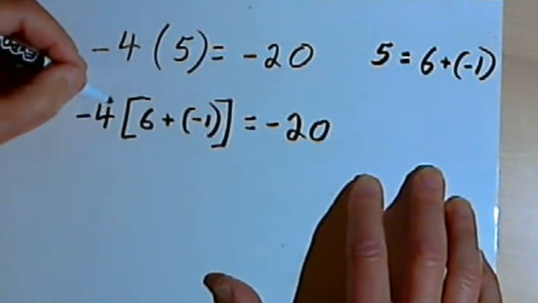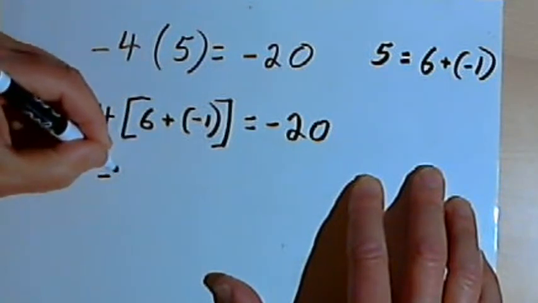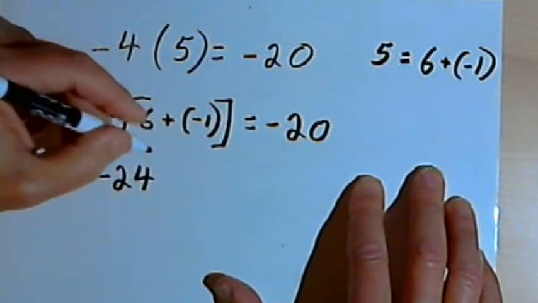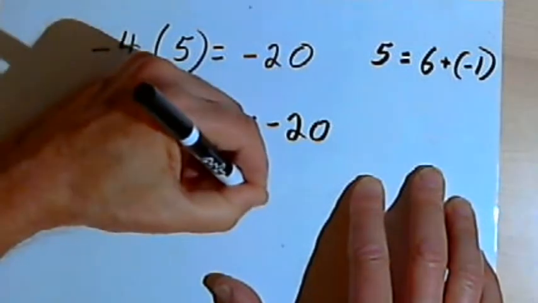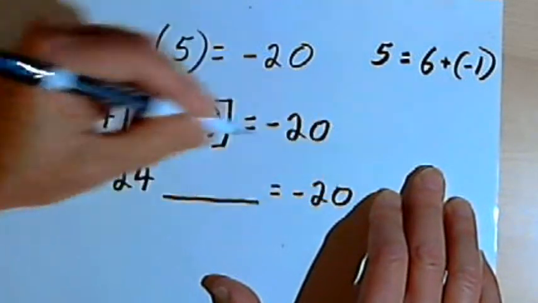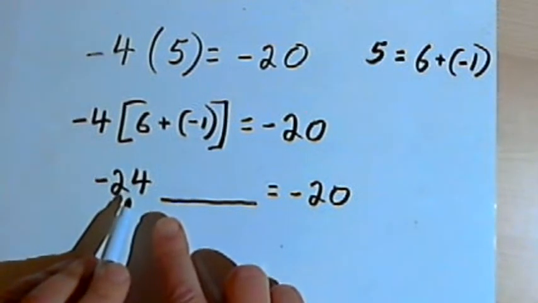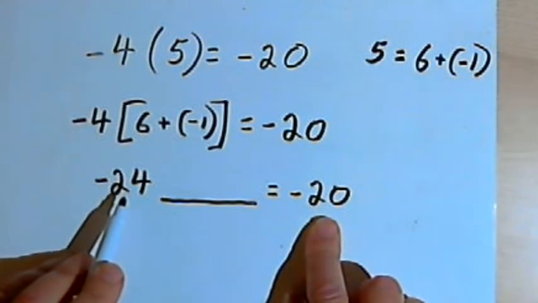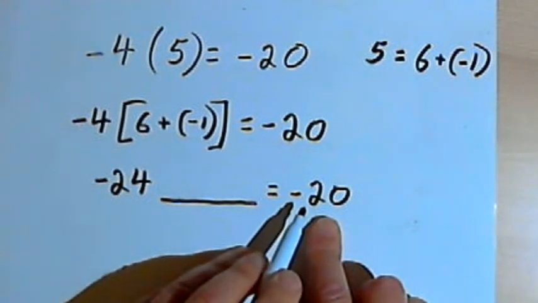So I'm going to distribute the negative 4. Well, I know that negative 4 times 6 is going to be negative 24. And then I've got to figure out what happens with the negative 4 times the negative 1. Well, let's leave that blank for a second. And I know that my result is going to be negative 20. So here's the question. What do I have to add or subtract to negative 24 to get to negative 20? Well, what I need is a positive 4. Negative 24 plus 4 would equal negative 20.